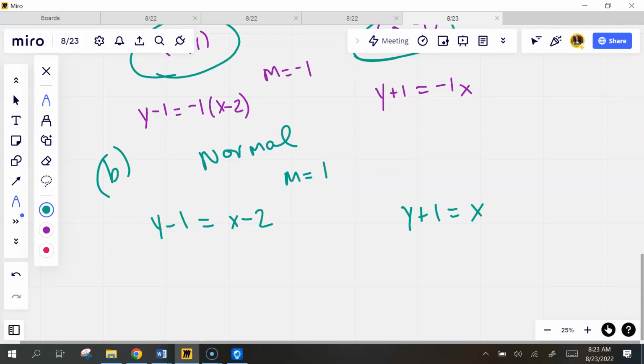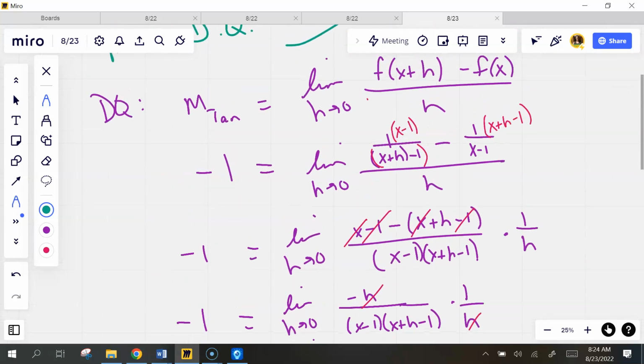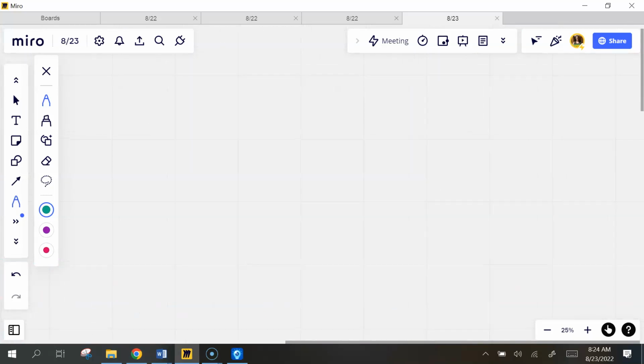Right. So the negative reciprocal of -1 would be +1. And then 37. I like 37. Y'all didn't like it? Aw.